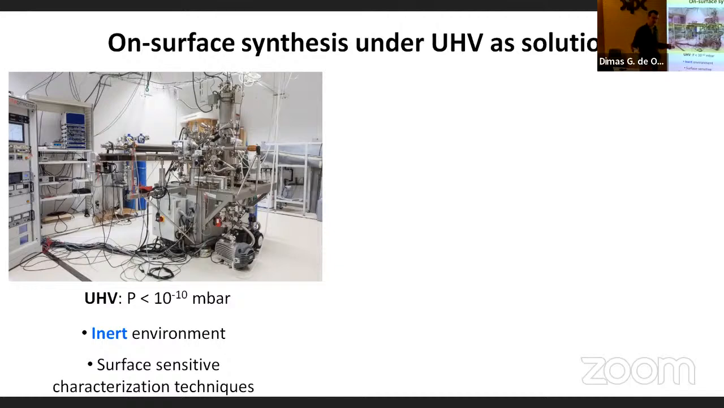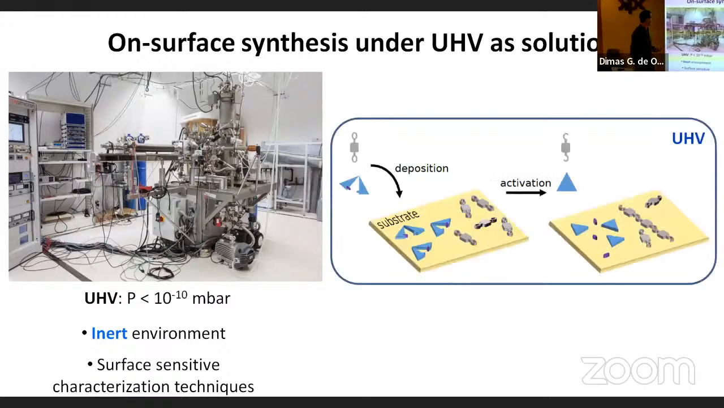And then in a very inert environment, these structures are no longer susceptible to being attacked and reacting with anything else, because there is nothing in our UHV chamber. We're at pressures of 10 to the minus 10 millibar, or that range. And in addition, this allows us to use surface sensitive characterization techniques. So the way this organic chemistry lab works is then a little bit pictured like here.